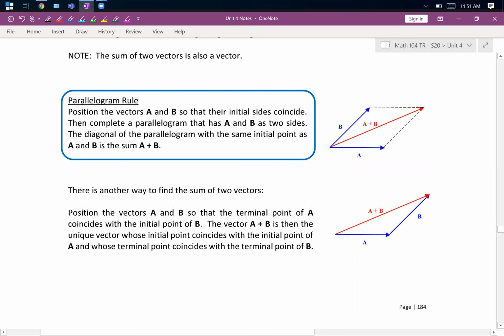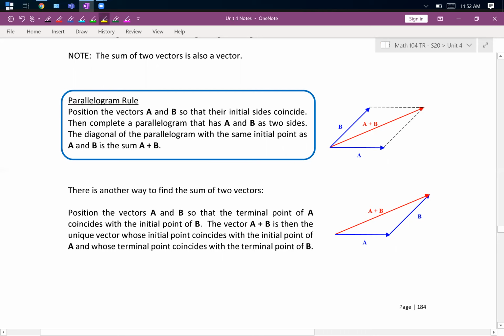There is another way to find the sum of two vectors. What we can do this time is position the vectors A and B so that the terminal point of A coincides with the initial point of B. The vector A plus B is then the unique vector that connects the initial point of A with the terminal point of B.